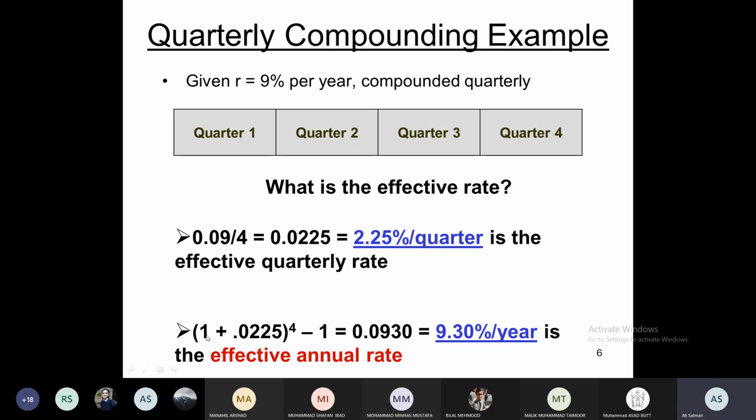This is the formula: 1 plus R over M. R over M is already calculated. 1 plus R over M, raised to the power M, minus 1, where M is 4. That gives us the effective annual interest rate when the compounding frequency is quarterly.